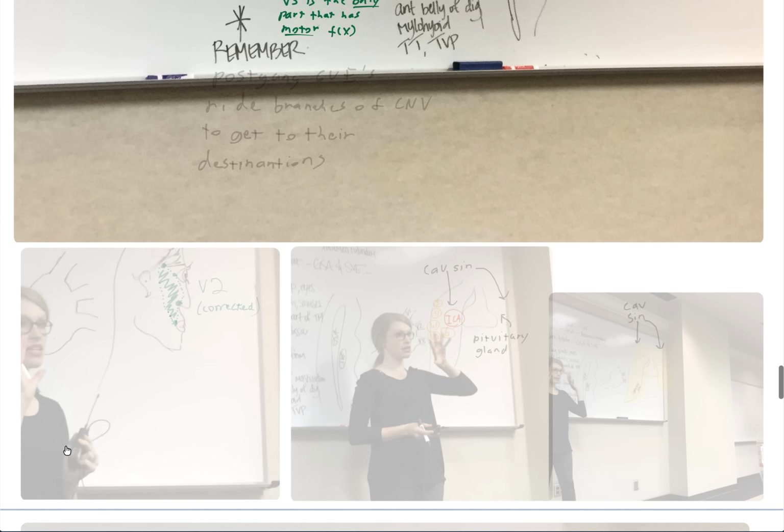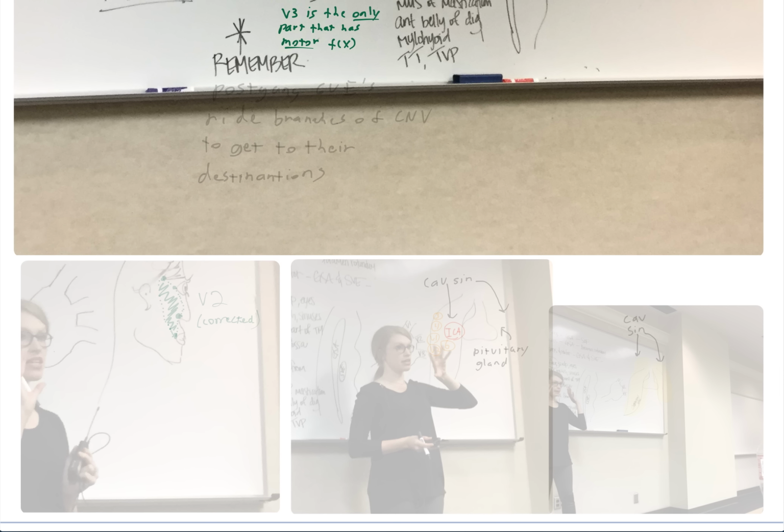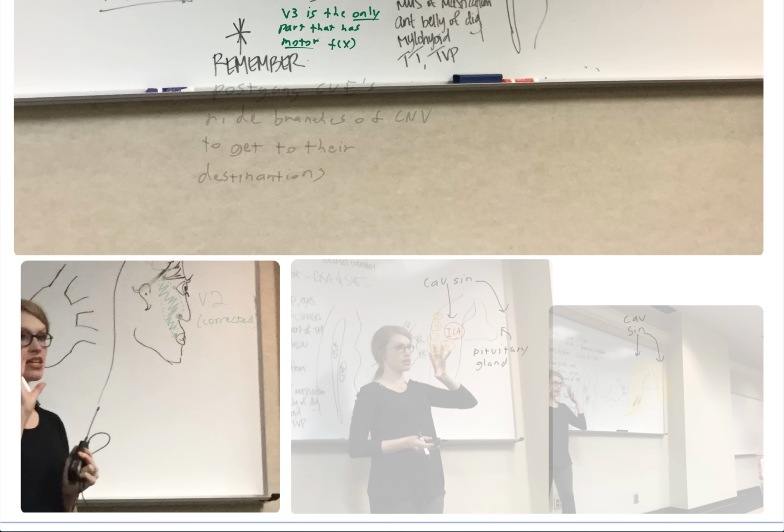If you can just remember these landmarks, it'll help you. Remember the temple, the corner of the eye, the corner of the nose, and the corner of the mouth. Okay? If you connect those dots, that is V2. Temple, corner of the eye, corner of the nose, corner of the mouth.